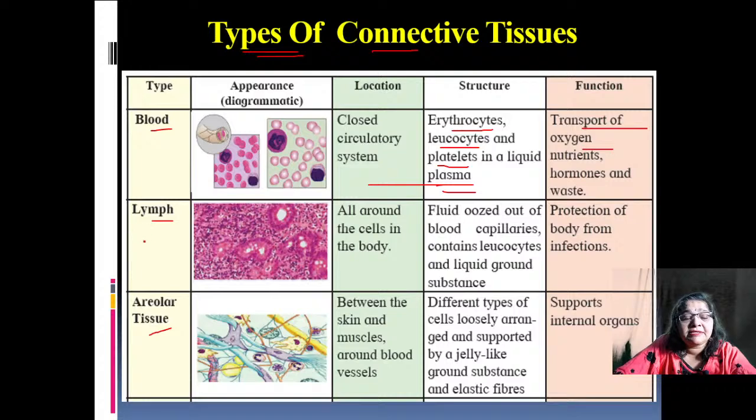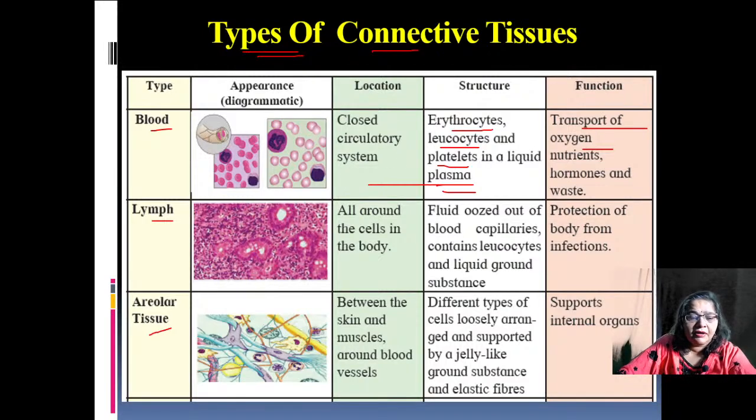The next type is the lymph. The lymph is otherwise known as tissue fluid that flows in the tissues, all around the cells in the body. So it is located mainly in the tissues, spread through the tissues of the body. If you see the structure, the fluid oozed out of the blood capillaries contains leukocytes and liquid ground substance, that is the matrix. Now the main function of this lymph is the protection of the body from infections.